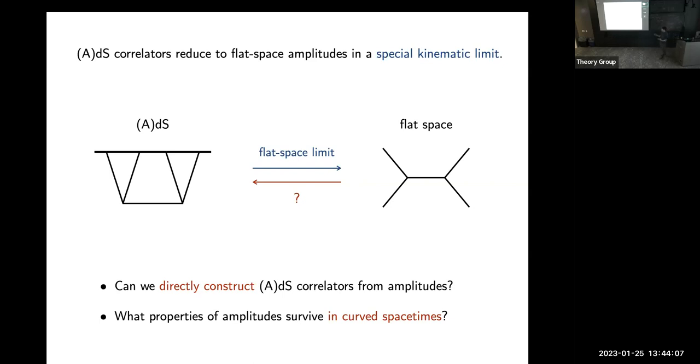So in this talk, I'll attempt to answer both of these questions. But for the second question, I'm going to focus on the particular property of amplitudes called the double copy.